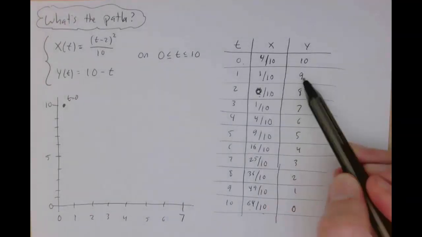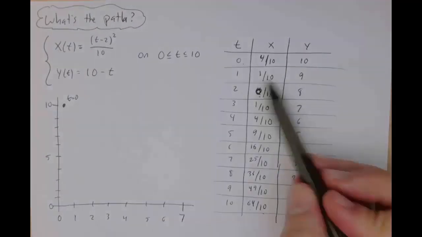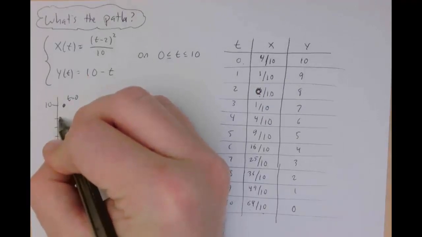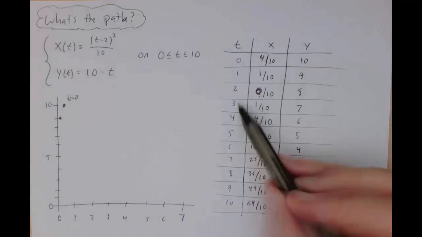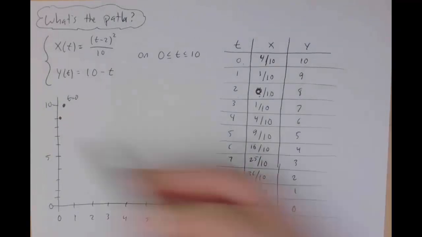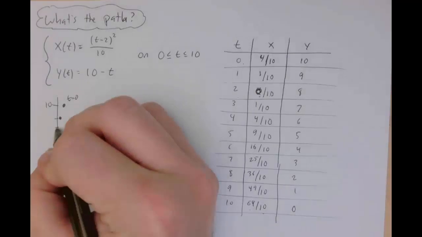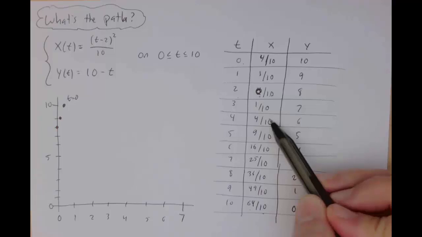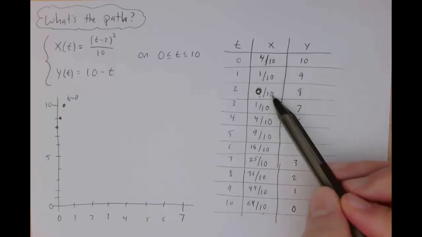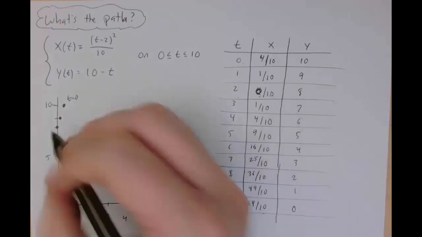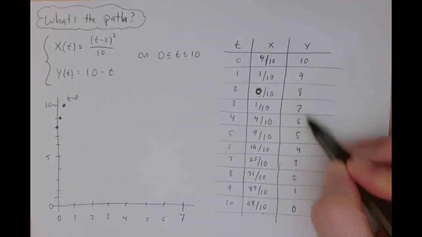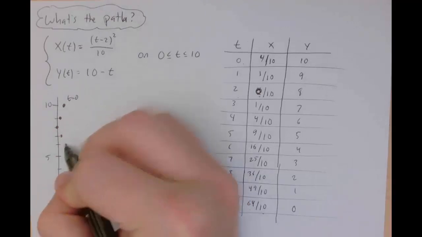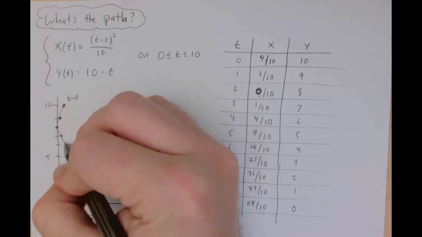Next, when time equals 1, the y-coordinate is 9, so I've gone down. And the x-coordinate is 1/10, so it's closer to the y-axis. And then when time is 2, the y-coordinate is 8, but the x-coordinate is 0, which is here. And then it seems like the x-coordinates are symmetrically going to go back up again. So we had 4 tenths, 1/10, 0, and then back up 1/10, 4 tenths. Meanwhile, the y-coordinates continue to decrease by 1. So I should have a point here, and I should have a point there. So this has made a nice little curve.